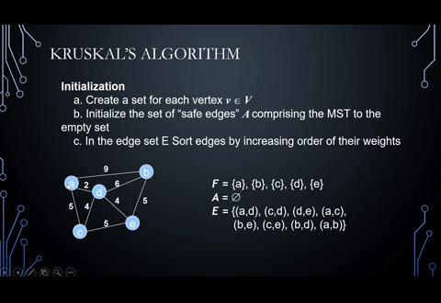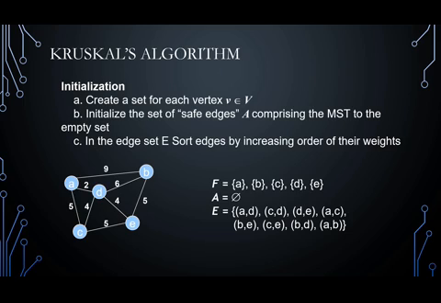So AD comes first. Then after that, CD with 4, DE with 4, then AC with 5, then BE with 5, CE with 5, BD with 6, AB with 9, right? In the ascending order, I have created a set of all edges.